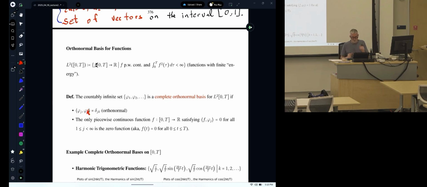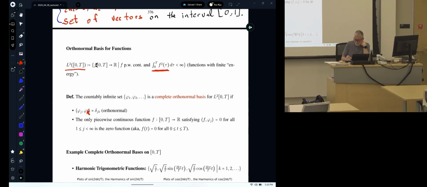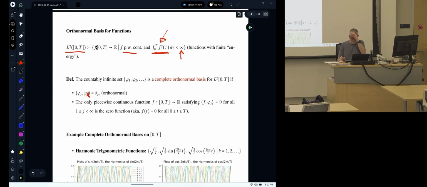Okay, so we're going to define L2. It's just the set of square integrable functions. So you take the integral over 0 to 2 of the function squared, and it's finite. We're assuming piecewise continuous, so the integral is well defined. Okay. So that's our vector space. You can add any two functions in there, you get another function in there.